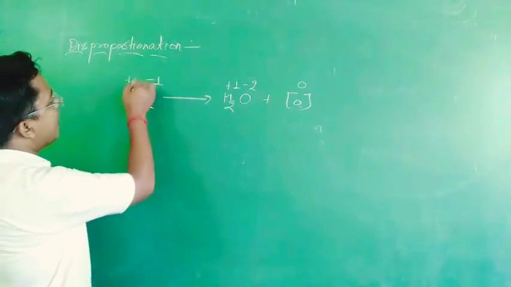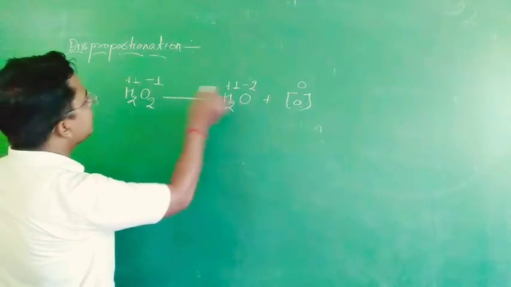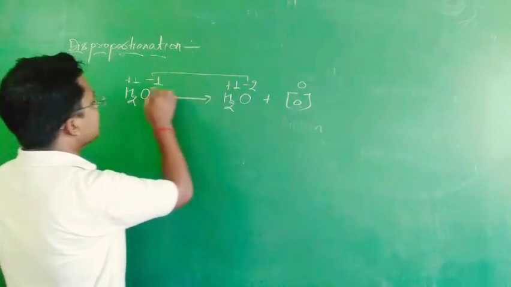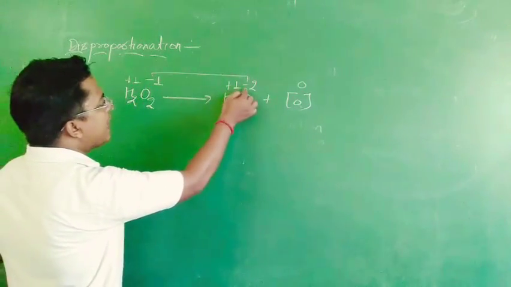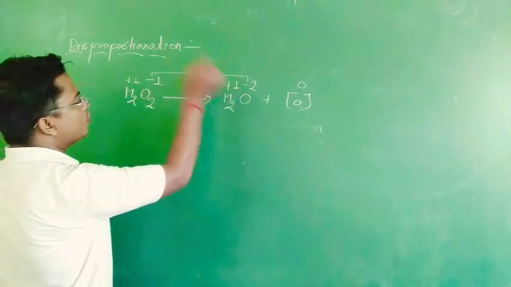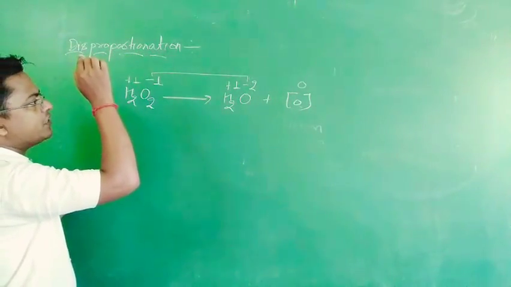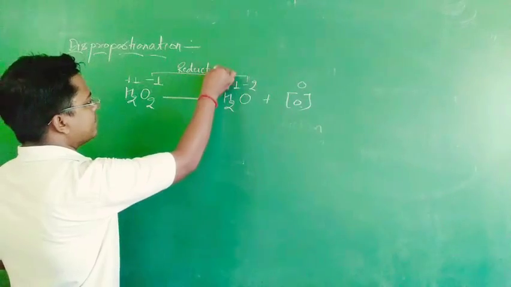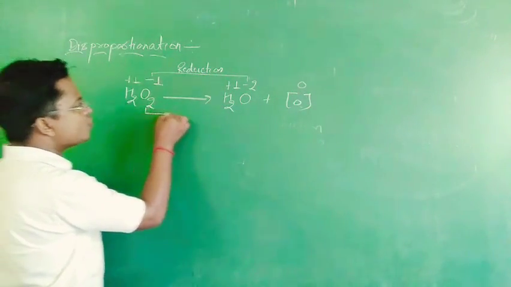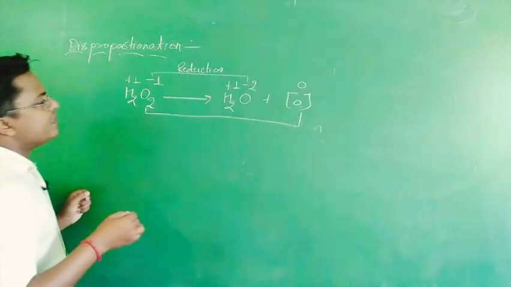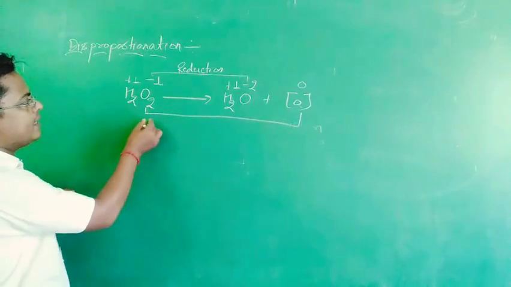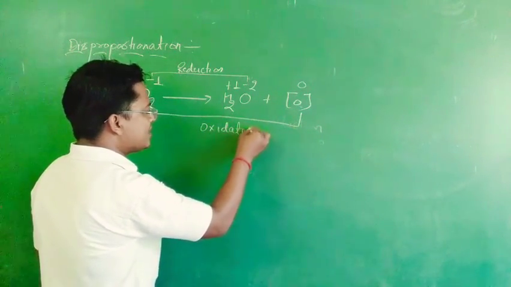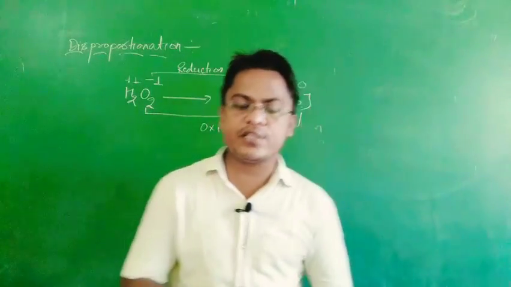Then you can see hydrogen stays +1 in both. For oxygen, -1 to -2: there is a decrease in the oxidation state, so there will be a reduction. And oxygen from -1 to 0: there is an increase in the oxidation state, so there will be oxidation. So this kind of reaction is called a disproportionation reaction.